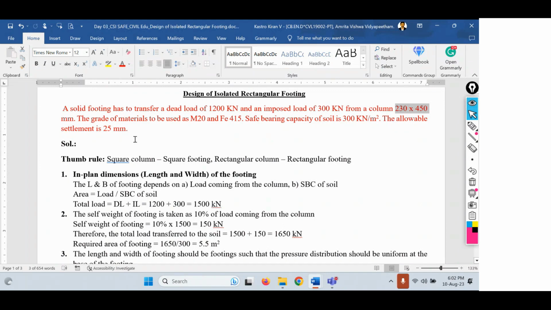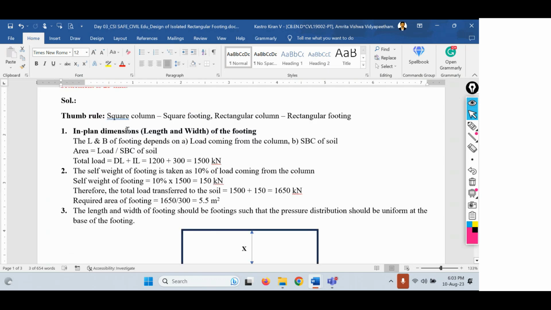The grade of materials were also given, that is M20 grade of concrete and Fe415 grade of steel. And then the safe bearing capacity of the soil is also given along with the allowable settlement, which is 25 mm. So 25 mm is the maximum settlement that any footing, not just the rectangular footing or the isolated footing, any type of footing, can undergo.